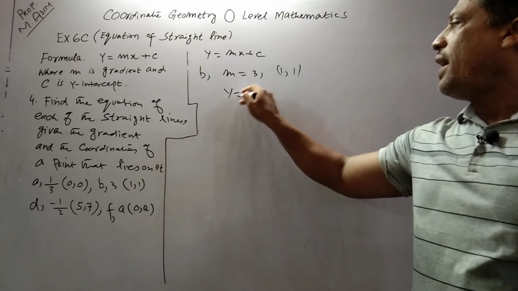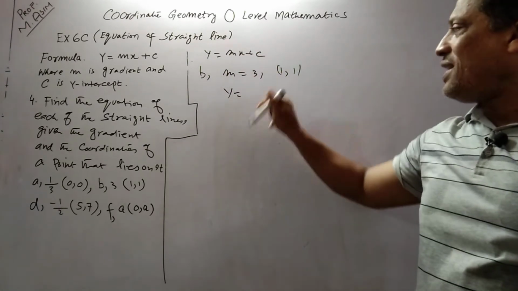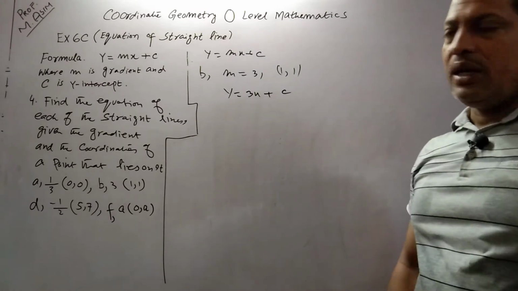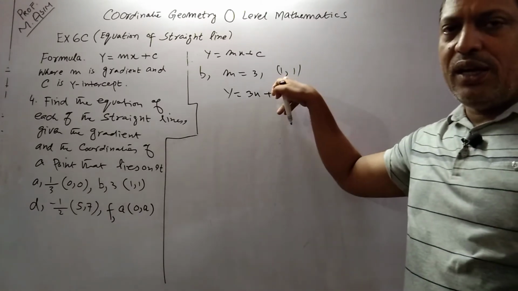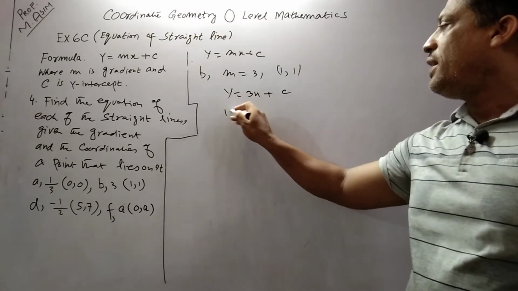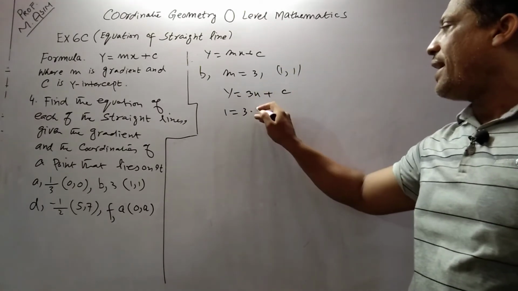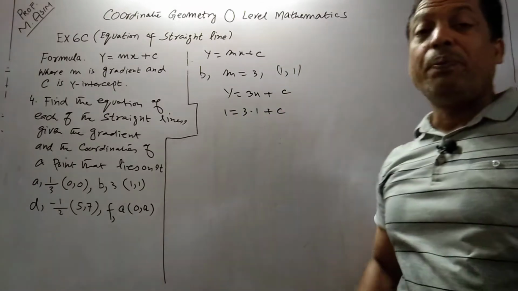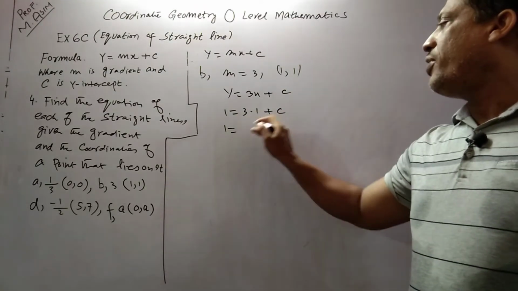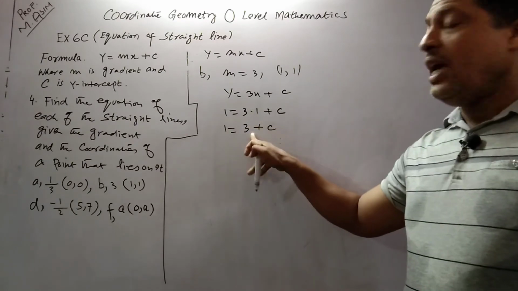So put y is equal to mx plus c. Here m is 3, so y = 3x + c. Now satisfy this point. Put 1 in x and 1 in y. So 1 is equal to 3 into 1. Here dot means multiply, this dot is not decimal. 1 is equal to 3 ones are 3, plus c.